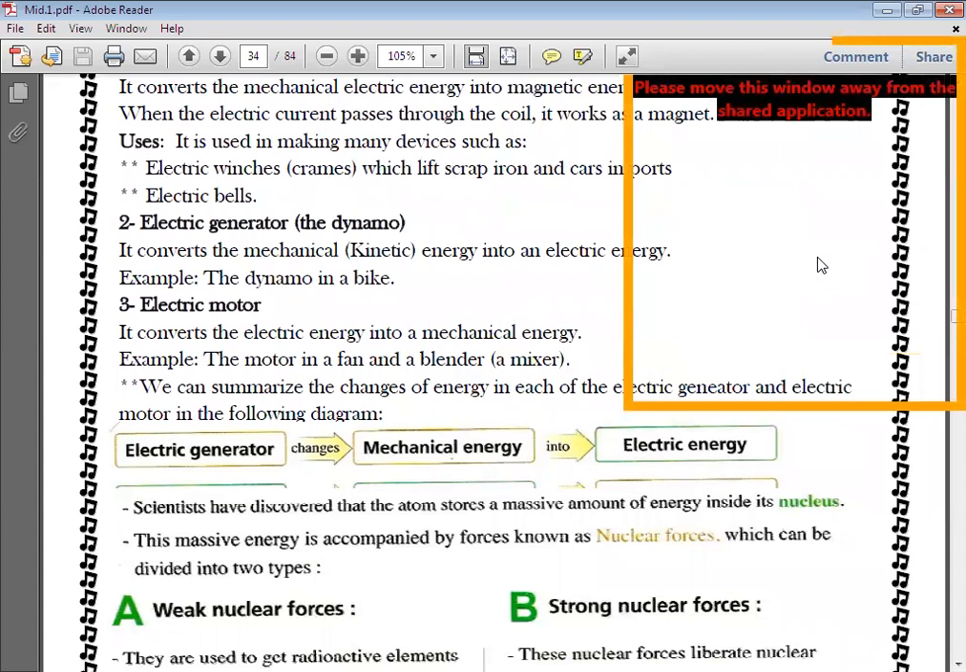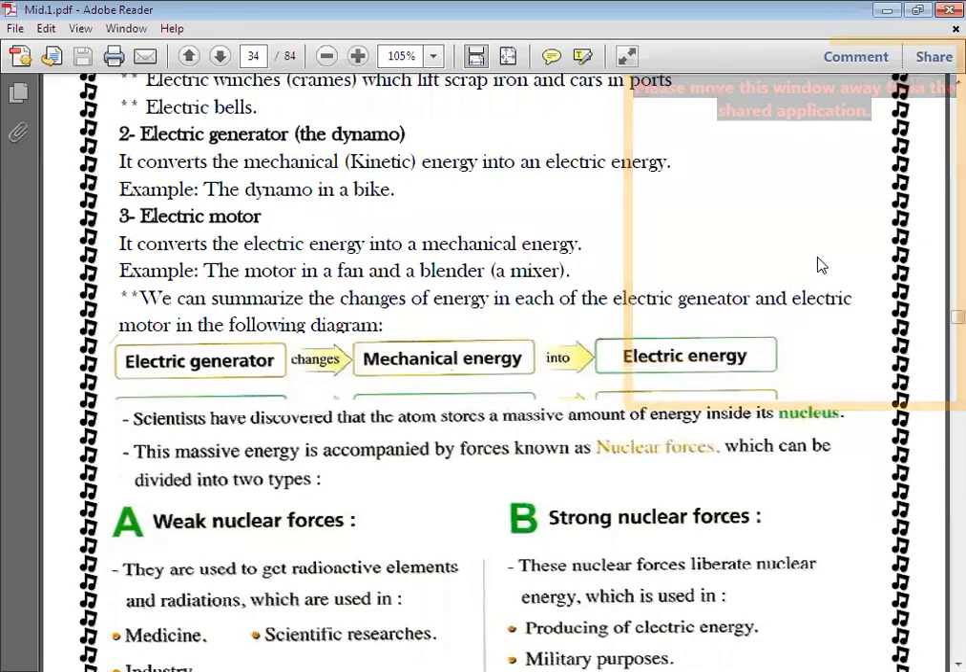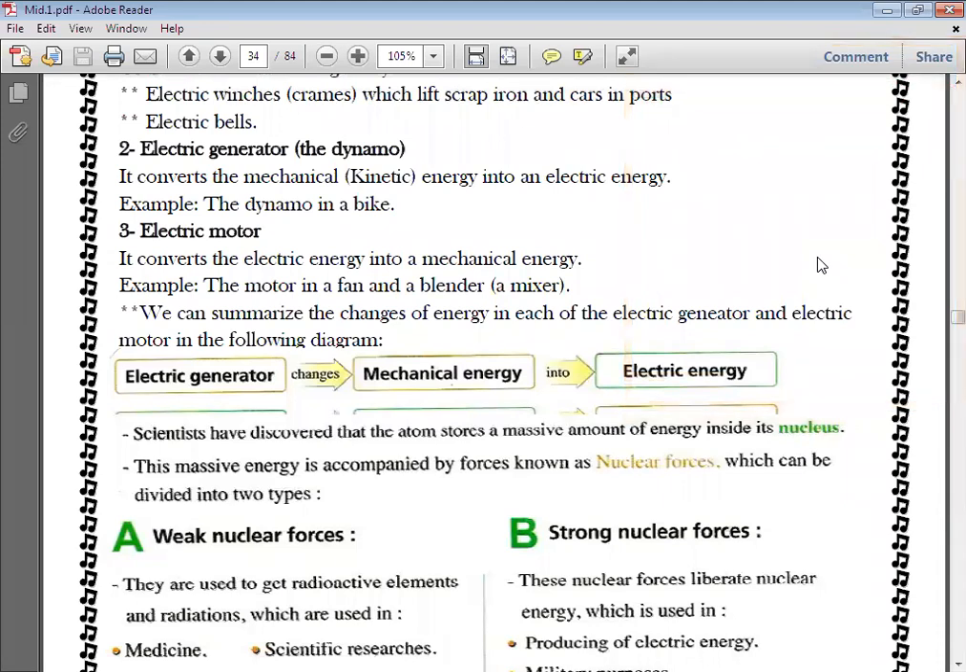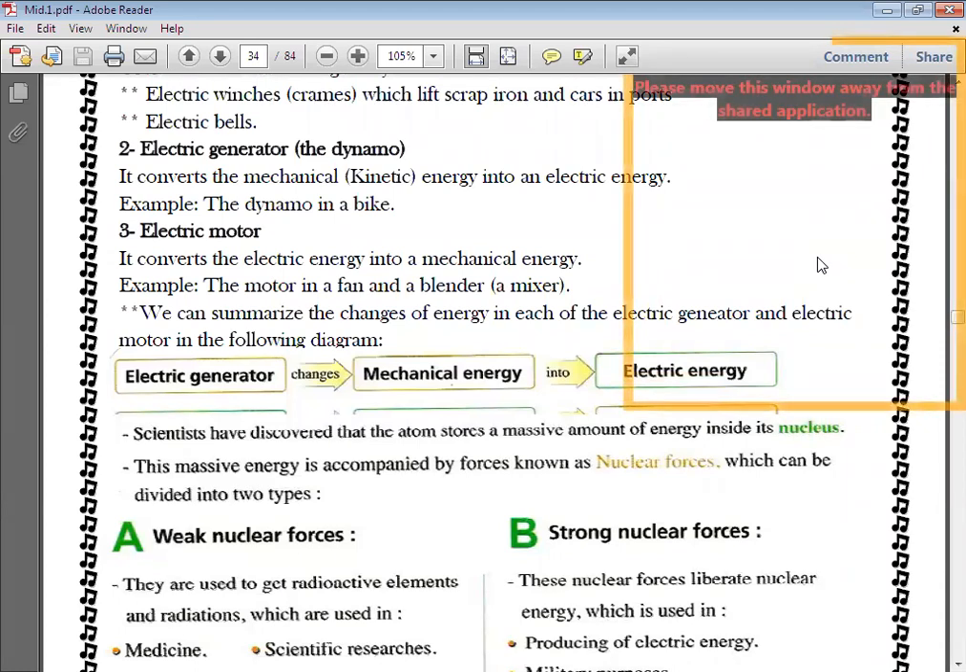The third type of the fundamental forces in nature is the nuclear force. Scientists have discovered that the atom stores a massive amount of energy inside its nucleus. This massive energy is accompanied by forces known as nuclear force. Inside the atom, there is a nucleus, and this nucleus generates a nuclear force.